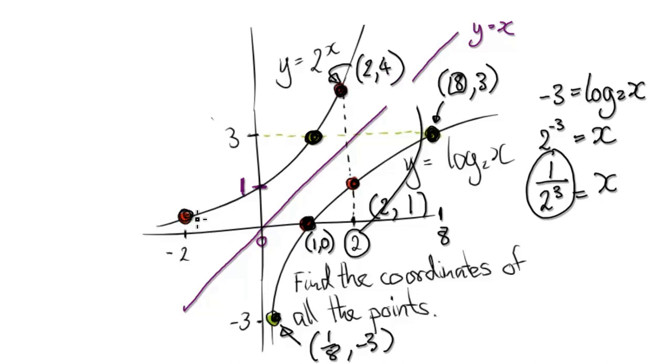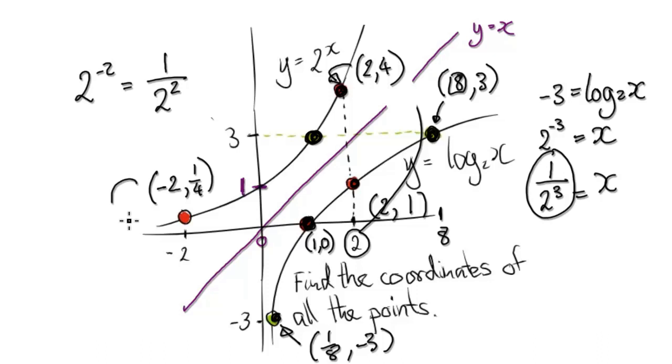And now for this one here, looking at this graph, you know the x value is -2, so put -2 into the x. That would be 2 to the power of -2. We don't understand what it means to have a negative power, so we immediately jump to 1 over 2 to the power of the positive version. So that would be a quarter. So the coordinates here would be -2 across, and a quarter up, comma a quarter. So now we've done all the points. Okay.